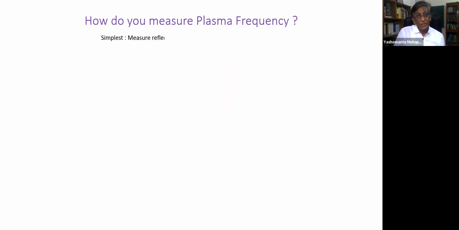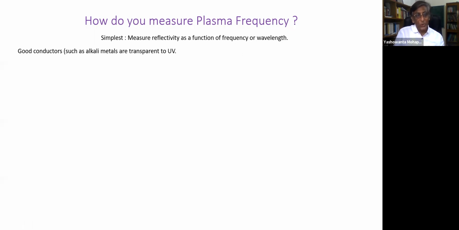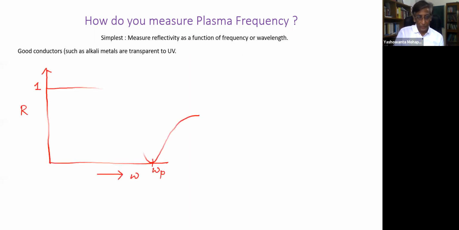So the simplest is to measure reflectivity as a function of frequency or wavelength of the radiation. Typically in the lab it is easy to measure wavelength, and wavelength and frequency are related, so you can measure as a function of either. Good conductors, such as alkali metals like sodium, are transparent to UV, which I have already been hinting at from the sigma measurement, and omega greater than omega p is also in the UV.